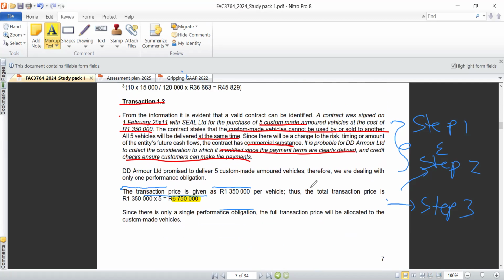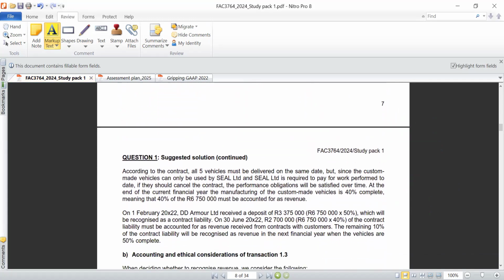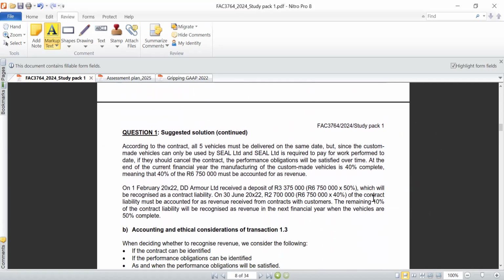So let me just quickly show you the allocation side of it. Yes. So according to the contract, all 5 vehicles must be delivered on the same date. Since the custom-made vehicles can only be used by SEAL Limited and SEAL Limited is required to pay for work performed to date if they should cancel the contract, the performance obligations will be satisfied over time. So not all the performance obligations have been satisfied.